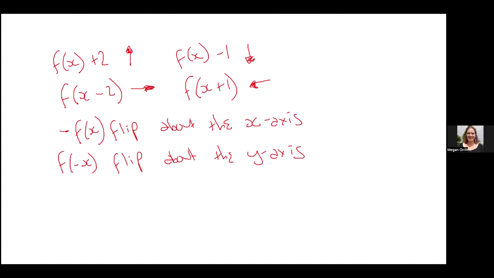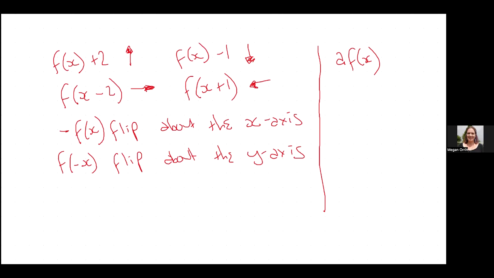Okay, so that's what we looked at last week. All right, we're going to add one more thing to it. So instead of just moving things around and flipping them, we're going to stretch them today. So this time I'm going to add a letter. So we've got f of x, right? What if I said a f of x? Okay, I'm going to stretch it. Do you think I'm going to stretch it long ways or wider? Is it going to be taller or wider?